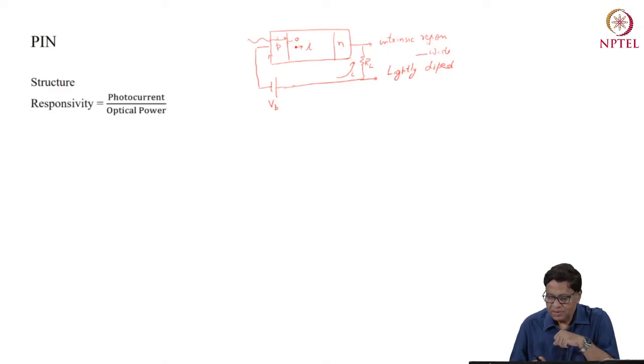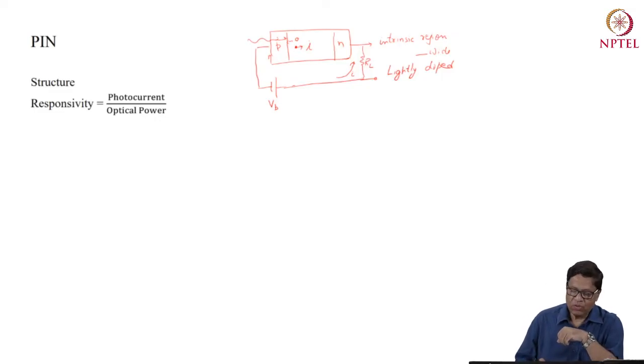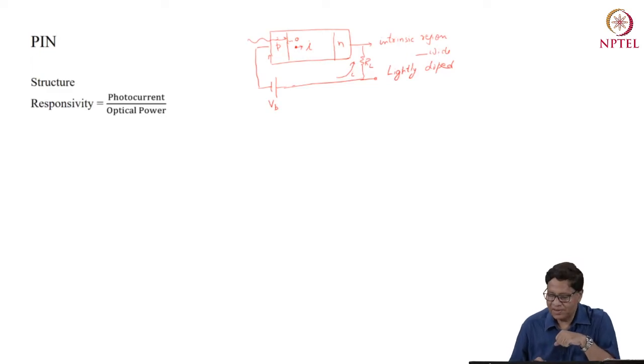There are some quantities which define the property of a photodiode. One of them is responsivity, which is defined as the photocurrent divided by the optical power. Let us say this optical power is P0, and the current is I0 here. So basically, how much photocurrent is produced when you launch optical power P0. That ratio is called responsivity, generally denoted by R.